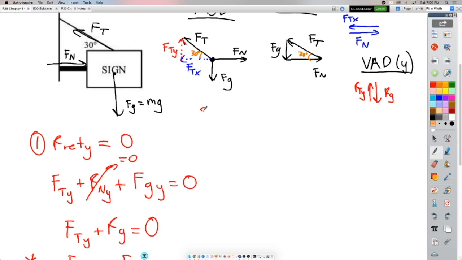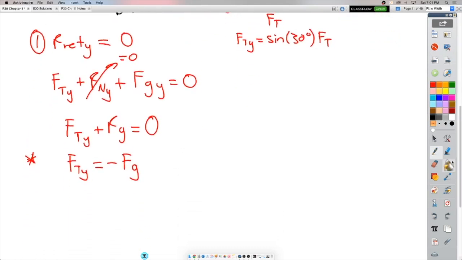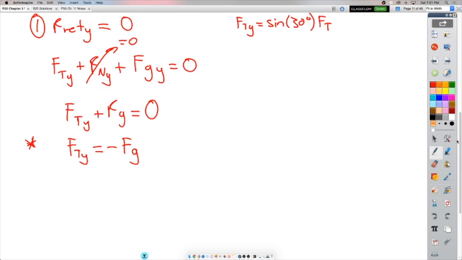So sine of 30 degrees equals opposite over hypotenuse. So equals opposite is FTY over hypotenuse is FT. Now remember, what am I looking for? FT. Okay, so FTY then, multiply both sides by FT, equals sine of 30 degrees times the tension force, FT. Okay, I'm going to bring that fact down here, and let's just see if we get a little inspired here. So I'm going to bring that fact back down here. FTY is, yes, it's FTY, but we just said it's also sine of 30 degrees times the tension force.